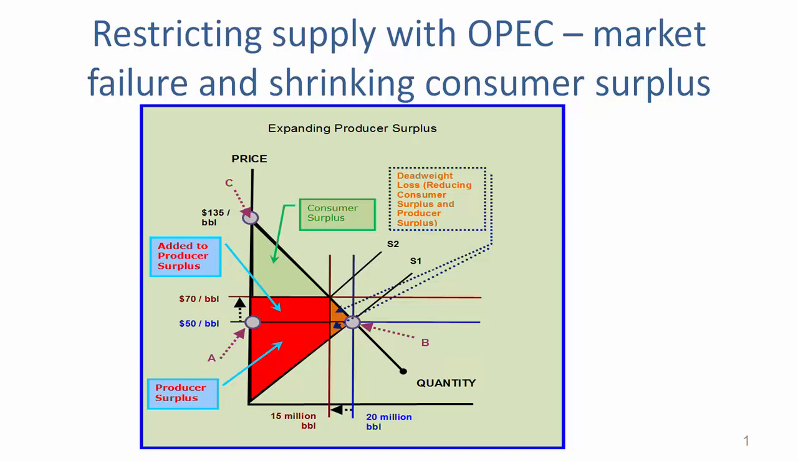The loss of consumer surplus is equal to the increase in the producer surplus of $70 minus $50, or $20, times 15 million barrels, or $300 million, plus the deadweight loss of one half of the $20 times the 5 million barrels, or $50 million. The total loss of consumer surplus would equal the sum of the two, or $350 million.